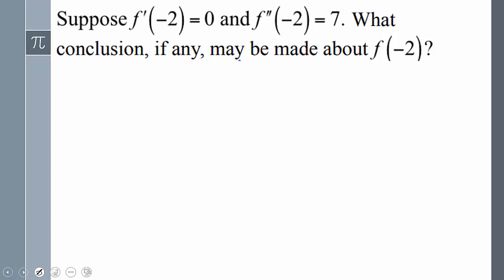All right, next one. It says, suppose that my derivative with negative 2 plugged in equals 0, and my second derivative with negative 2 plugged in is 7. What conclusions, if any, may be made about my function f of negative 2? It only gives us information about the derivative at x equals negative 2 and the second derivative at x equals negative 2. So it wants us to wonder what's going on with our function with just that negative 2 plugged in.